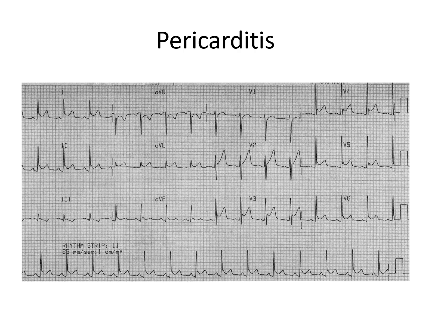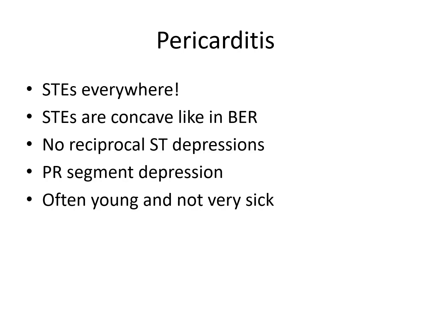And then also there are ST elevations in the precordial anterior leads, like V1 to V4. On top of that, we have PR depressions, which is pathognomonic for pericarditis. So how do we diagnose it again? ST elevations everywhere. They're concave, like in benign early repolarization. There are no reciprocal ST depressions. The PR segment is depressed, and often these patients are young and they don't look particularly sick despite these impressive changes and sometimes very impressive troponins.